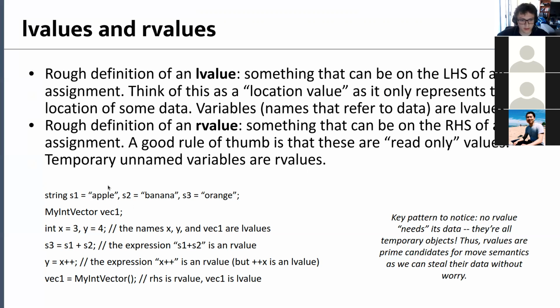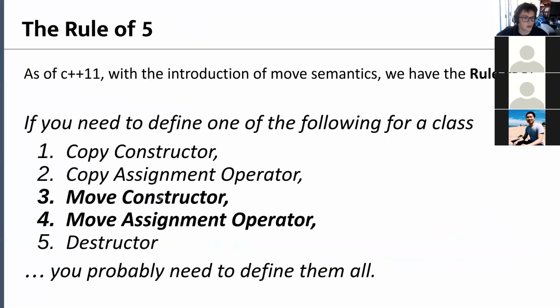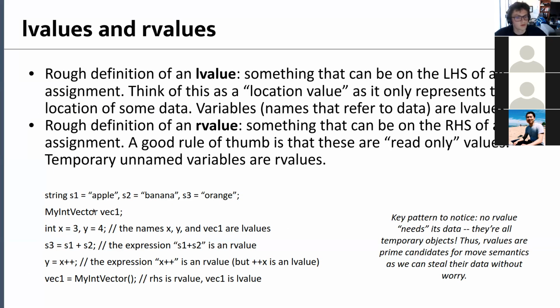So this string literal apple is an R value. Banana is an R value. Orange is an R value. The s1 name itself, though, is an L value. It's a variable. It's a location where we can store data, and ultimately it's just a name that refers to some data. So whereas R values are usually just raw data, the L values are usually names that refer to raw data. So s1 is an L value, s2 is an L value, s3 is an L value. vec1 is an L value, just another variable like we talked about.